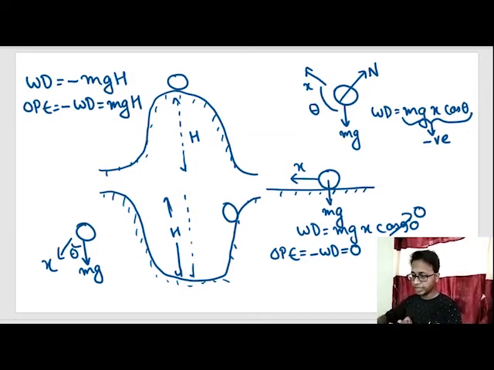We are not interested in the normal force, because the normal force does zero work out here, because the angle between normal force and displacement is zero. That's why you are not interested in the normal force. We are only interested in the gravitational force. See, the angle between mg and x is less than 90.